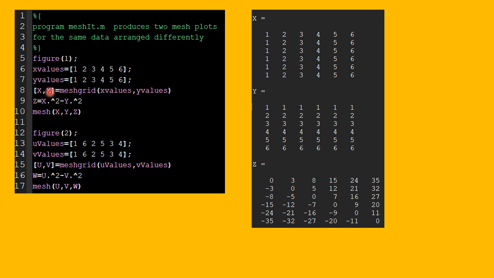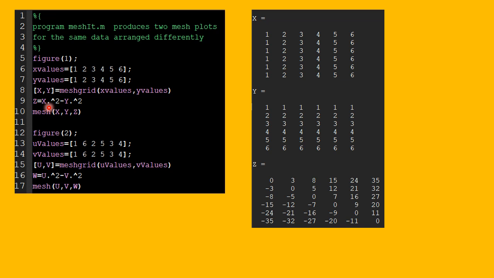What about Y in this line? Capital X, capital Y equals meshgrid of xvalues, yvalues. Stored in Y after this is executed is this two-dimensional array. The first row is 1, second row is 2, then 3, 4, 5, and 6. Then we execute z equals x squared minus y squared.